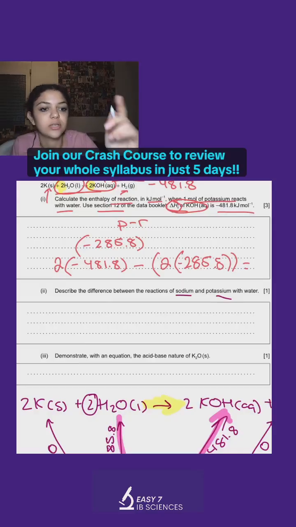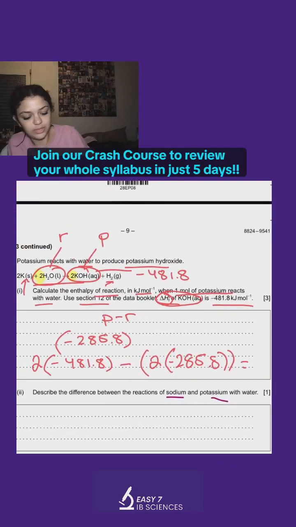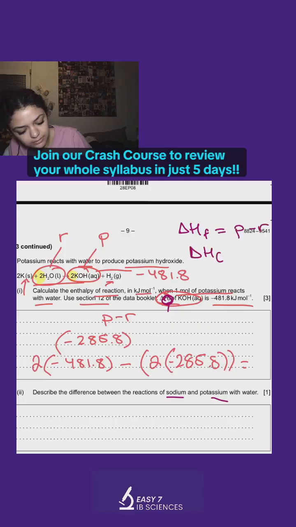Someone asked, what is the condition when it's product minus reactant, and when it's reactant minus product? When they give you the formation, do you see that little F here? When they give you the delta H of F, it's always product minus reactants. When they give you the delta H of combustion, it's always reactants minus product, always.